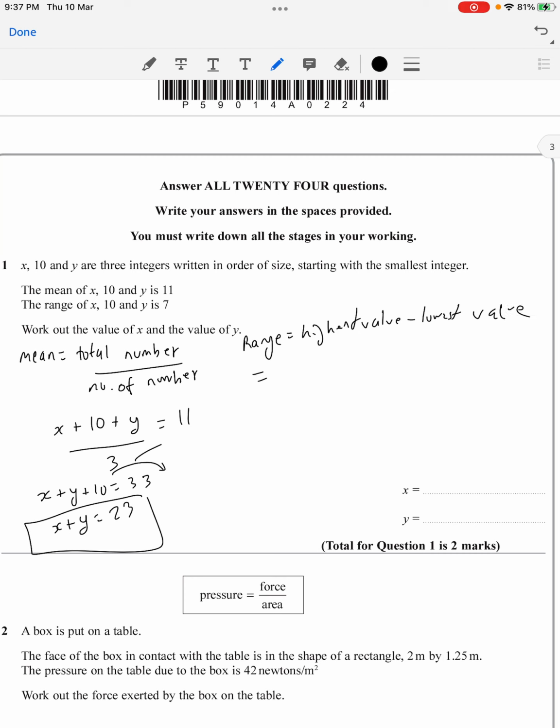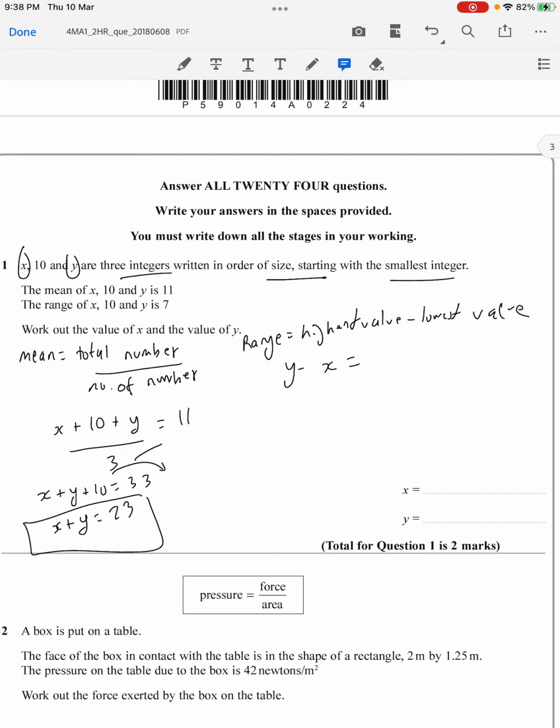So the range of x, 10, and y is 7. So these are three integers written in order of their size, starting with the smallest. So we know that our smallest value here is x, and the greatest value would be y, right? So we would be getting y minus x is equal to the range, which would be 7, right? So there you go, we have an equation. We can rearrange this into minus x plus y is equal to 7.